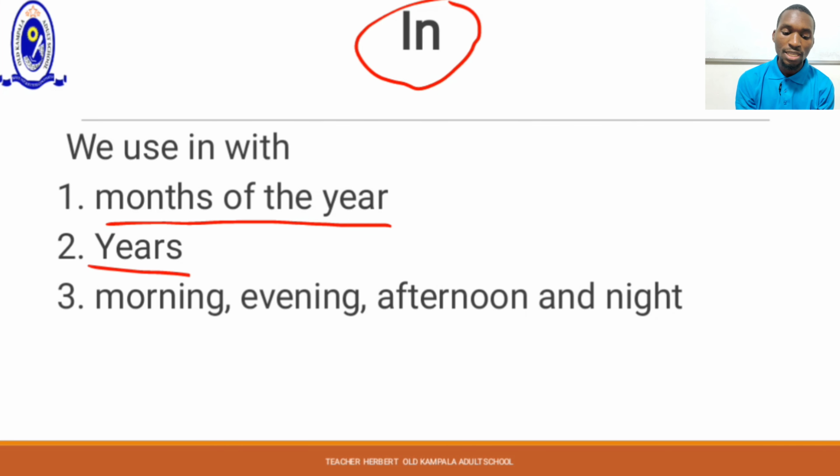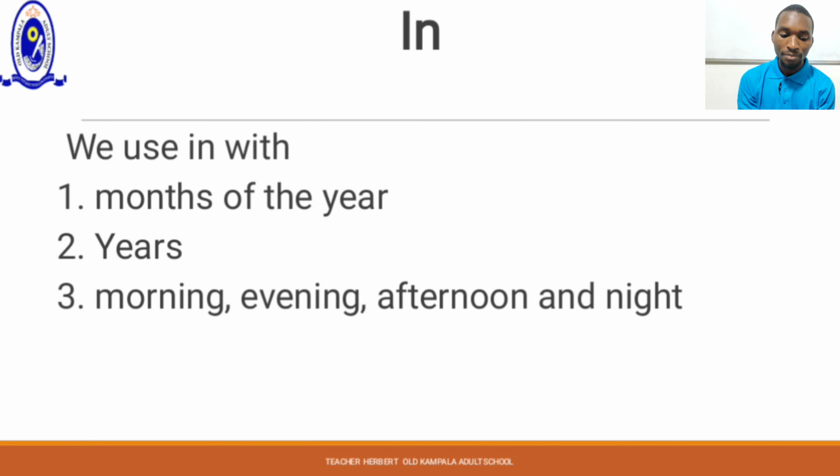Then also we use in when we talk about years, like 2020, 2021, 2006, 2001, 1991. Use in. Then number three, we use in when we talk about the morning, in the morning, in the evening, in the afternoon, and in the night. Let's go and look at some examples that we have.